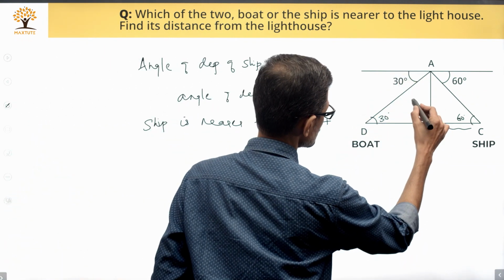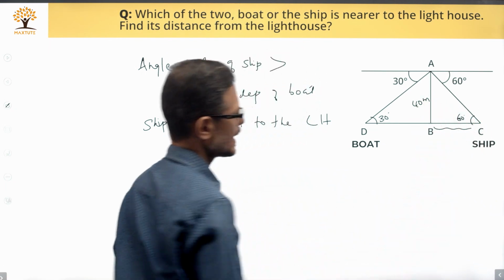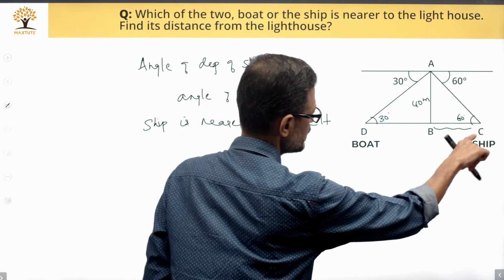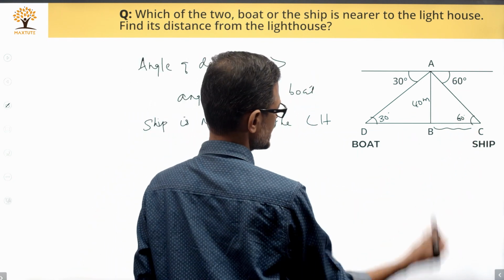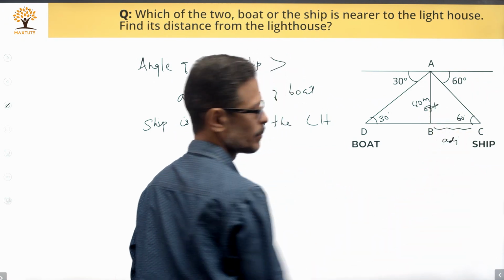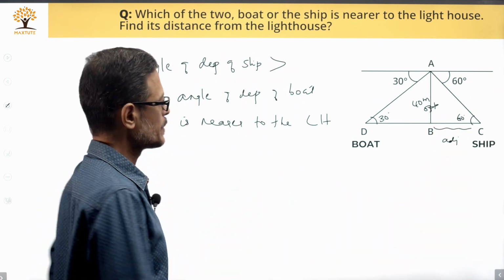We know the height of the lighthouse is equal to 40 meters. We know the angle of elevation or angle of depression is equal to 60 degrees. We need to find out BC, which is the adjacent side to the 60 degrees. So this is the adjacent side. What data do we have? We have data about the opposite side. So we're going to be using the trigonometric ratio tan.